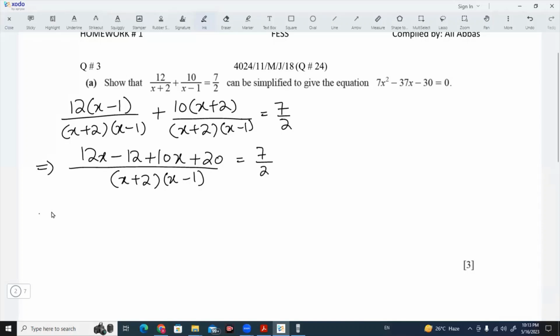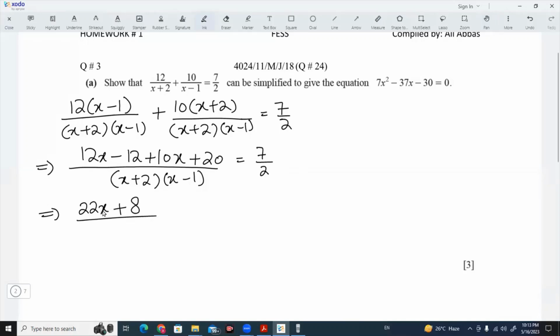What will be the next step? Simplify the terms in the numerator. 12x will be added with 10. It results in 22x. Minus 12 and 20 both are having different signs. So subtract 12 from 20, result is 8. Sign will be of 20, so plus 8.